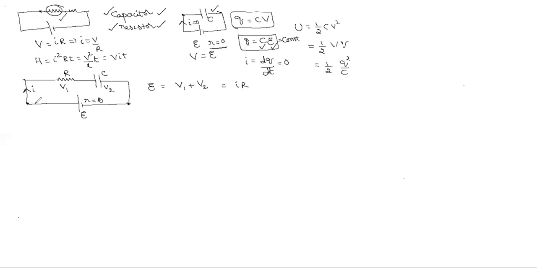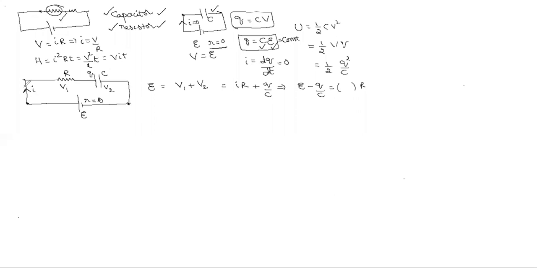First I am assuming that some current is flowing through the circuit. I into R, and when the current is flowing, the charge on the capacitor continuously changes. At that time, what is the potential across the capacitor? V equals Q by C, according to this formula. So finally I got E equals IR plus Q by C. From this equation, to simplify, E minus Q by C equals I into R.